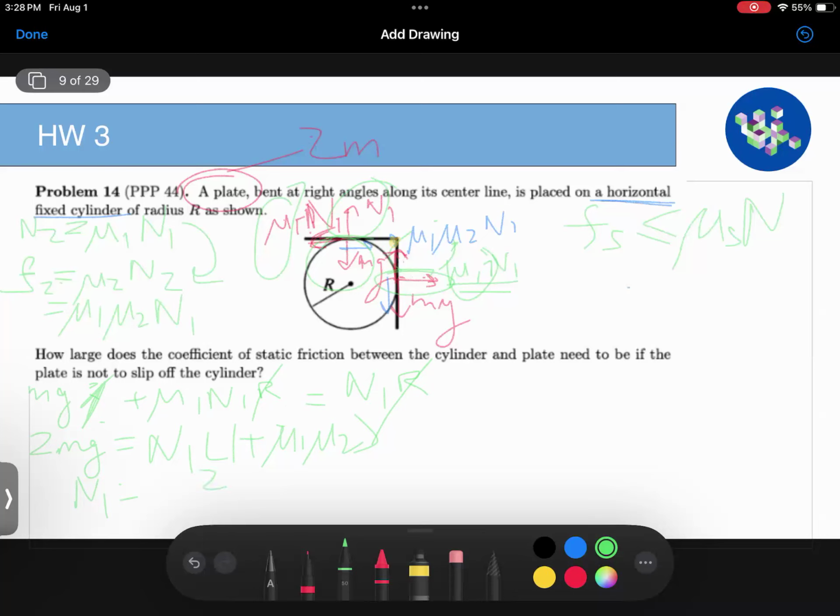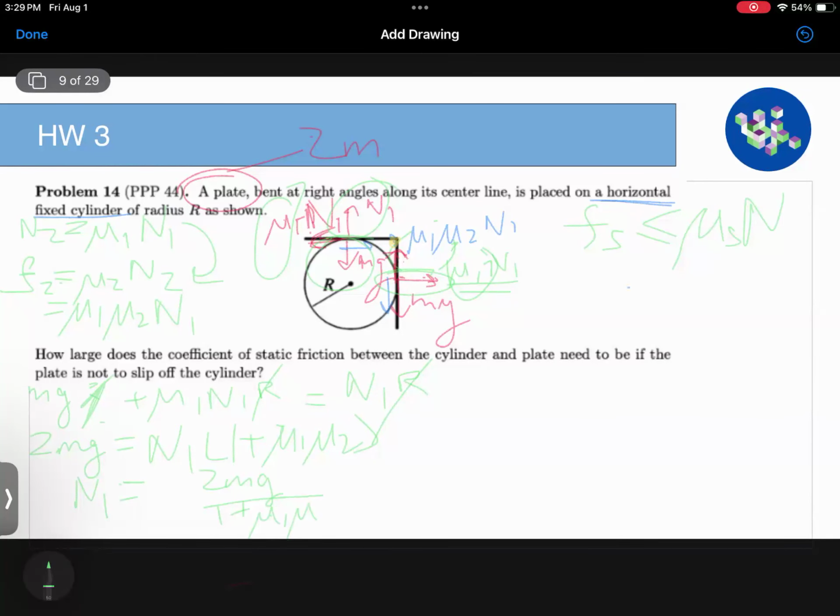Wait, why mu1 on the torque balance? Is it not just n1 and n2? Oh yeah, but we found that n2 equals mu1 n1, remember? Because it's horizontal force balance, right? So the top friction force equals the bottom normal force. Good question. So n1 equals 2 mg over 1 plus mu1 mu2.